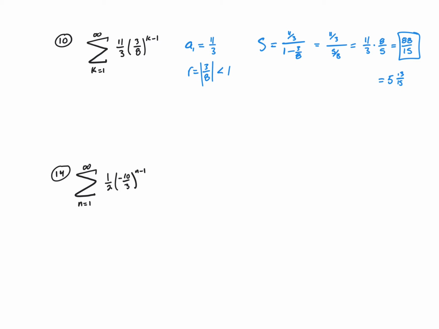Now for number 14, same thing here. We're going from 1 up to infinity. We recognize this is geometric, where a sub 1 is equal to 1/2, and where r is equal to negative 10 over 3. Notice that the absolute value of negative 10 over 3 is actually bigger than 1, which means there is no infinite sum.